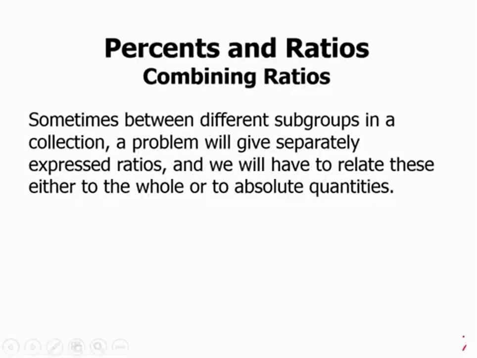Combining ratios. Sometimes different subgroups in a problem will be given separately expressed ratios, and we'll have to relate these different ratios either to the whole or to absolute quantities. So, for example, there might be sets A, B, C, and D, and instead of giving us an overall ratio, it might tell us one ratio from A to B, another ratio from B to C, another ratio from C to D, and then we have to combine those ratios to understand what's going on with the whole group.